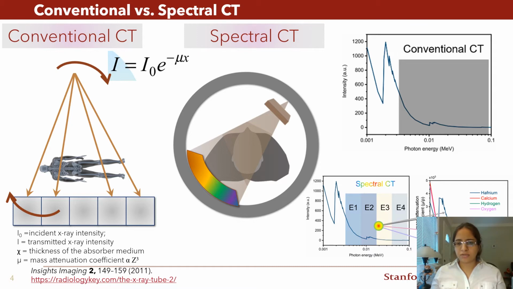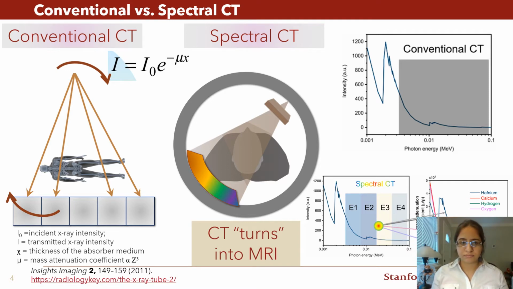And this has been enabled because of the advancement in the spectral CT detectors. On the other hand, since the signal from calcium can be easily suppressed in the spectral CT, we have an enhanced soft tissue contrast, and therefore CT can turn into an MRI.